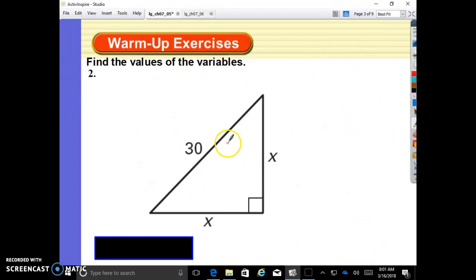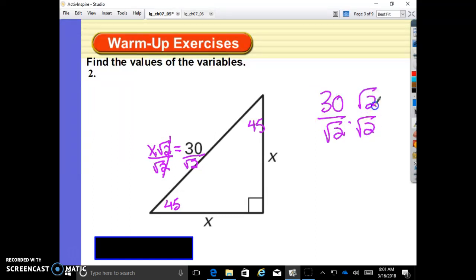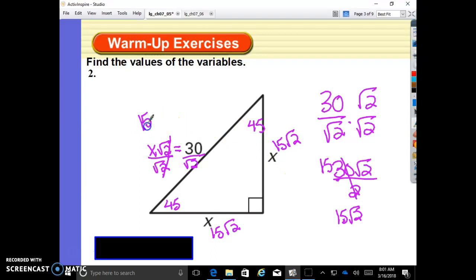Find the values of the variables. So on this one, this is an isosceles right triangle, so it has to be a 45, 45, 90, which will always be x, x, x rad 2. So if 30 is our x rad 2, then x would be 30 divided by rad 2. But we cannot leave a radical in the denominator, so we need to rationalize. So we would have 30 rad 2 over 2, which reduces to 15 rad 2. So we would have 15 rad 2, 15 rad 2, and then over here would be 15 rad 2, right? X, x, x rad 2.